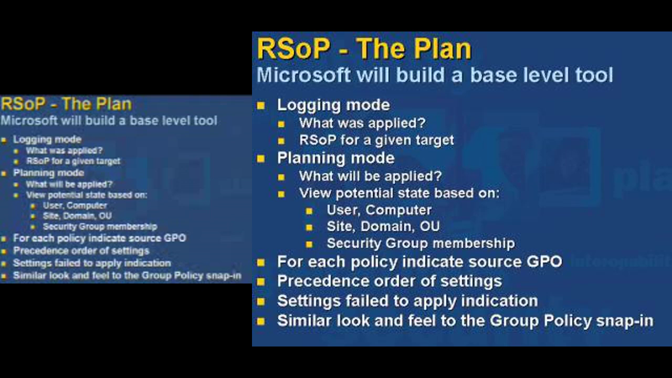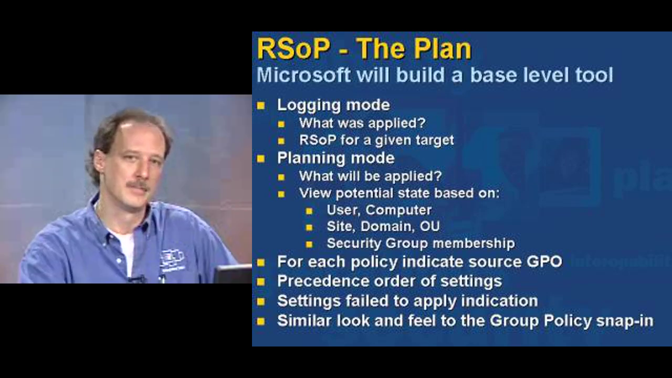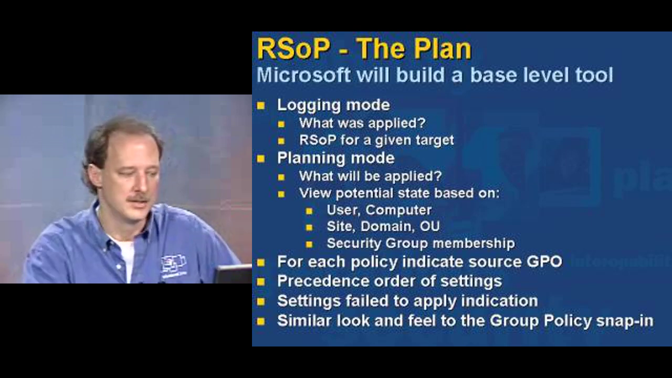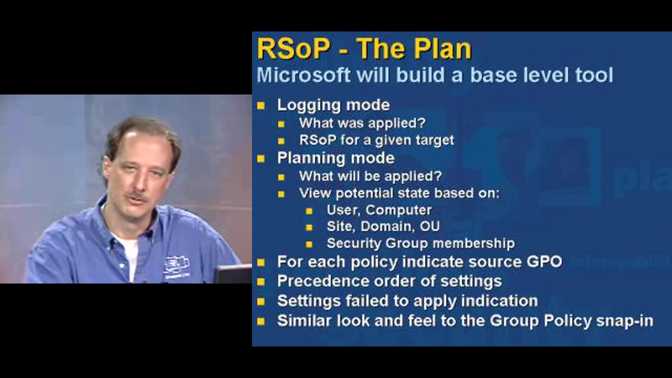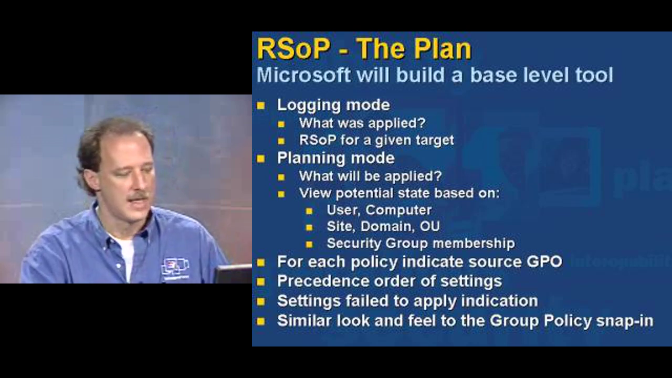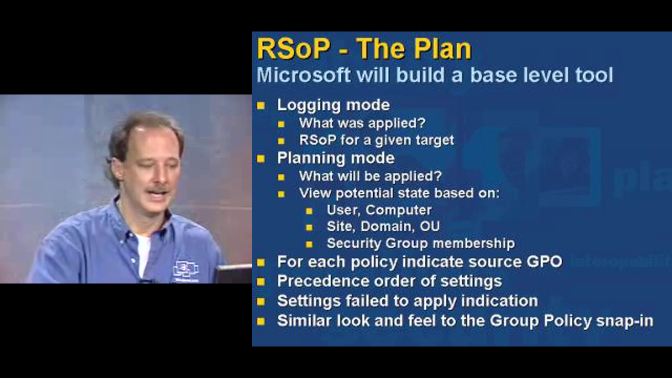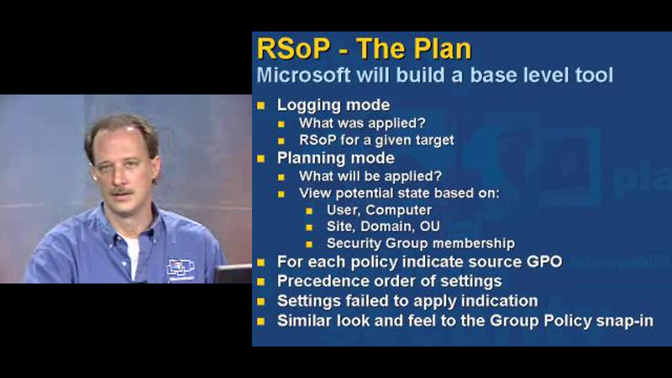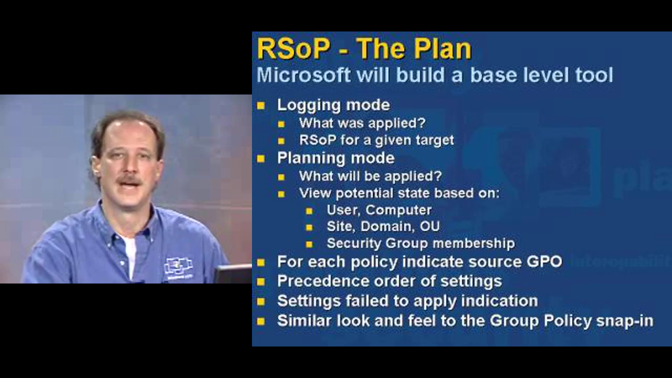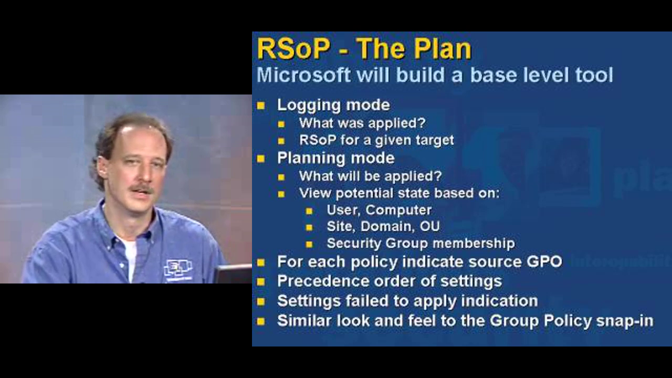So here's our plan for a base level tool. In logging mode, we're intent upon telling you what was applied, by definition, the resultant set of policy for a given target. In planning mode, it's what will be applied. We want to be able to view the potential state based on a user or a computer, a specific user or computer selected out of the Active Directory, or in a more open fashion, a site, domain, or OU with a different mix of security groups that you would choose for an imaginary user. So you can use the tool to do what-if kind of scenarios.